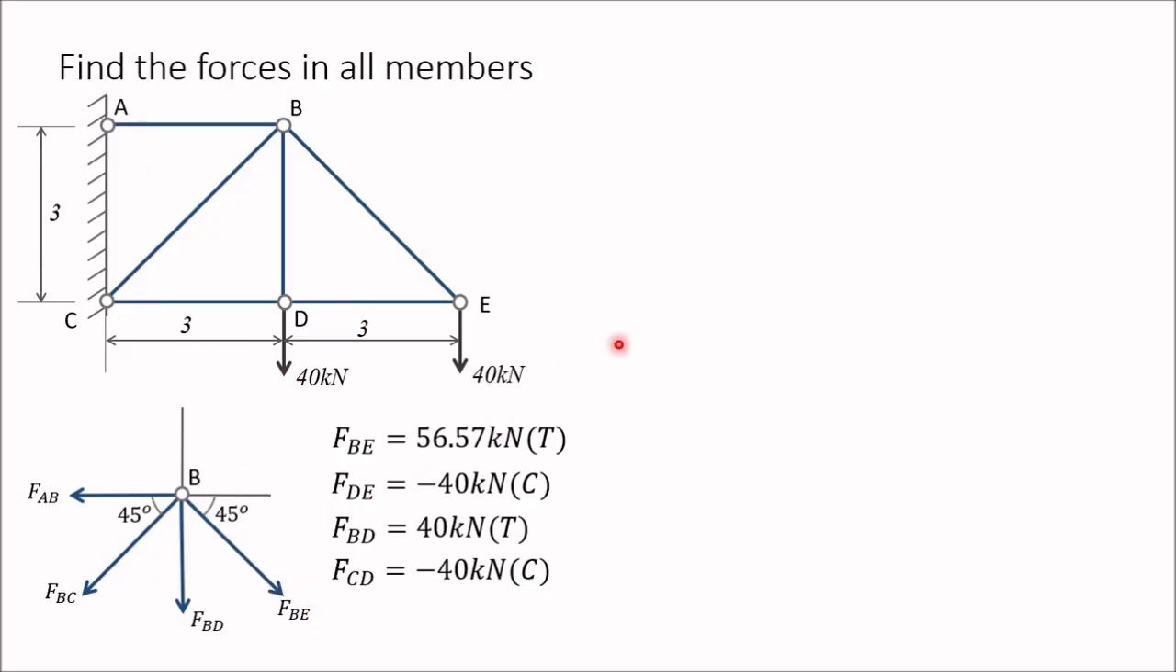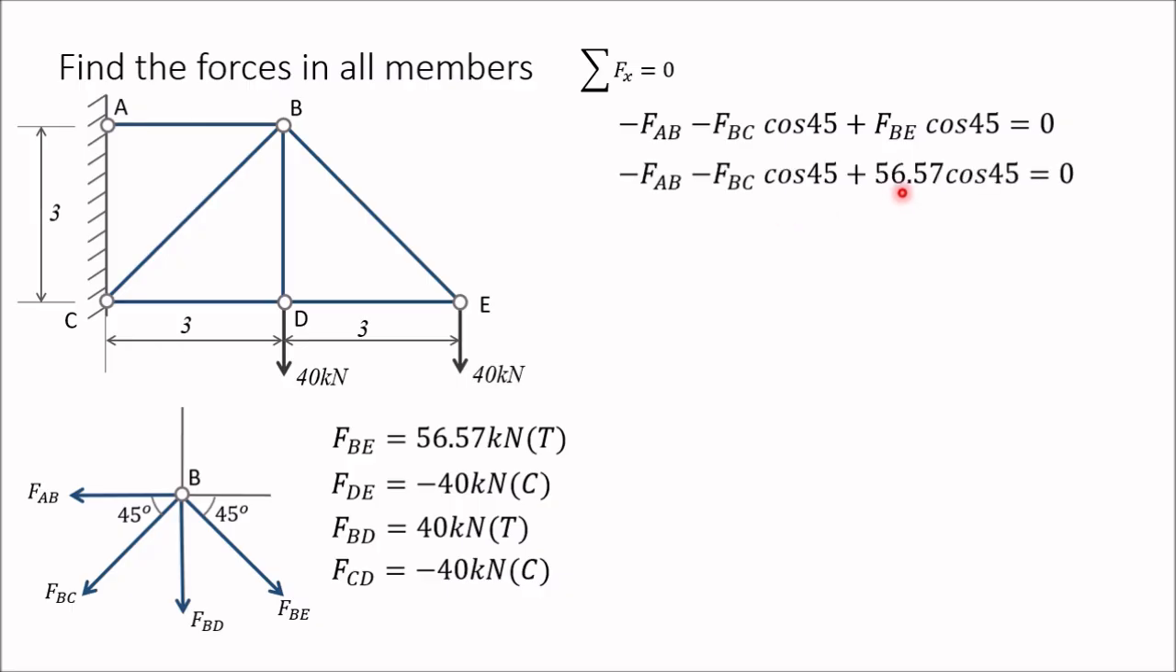Now you can apply sigma Fx equal to 0 and sigma Fy equal to 0. So what you will get? Sigma Fx equal to 0: FAB, then FBC cos 45 negative, FBD is vertical so its horizontal component will be 0, and FBE cos 45 positive direction, is equal to 0. In this we know the value of FBE, 56.57, and the other two forces are unknown. Again, there are two unknowns. You cannot determine these two unknowns at present.